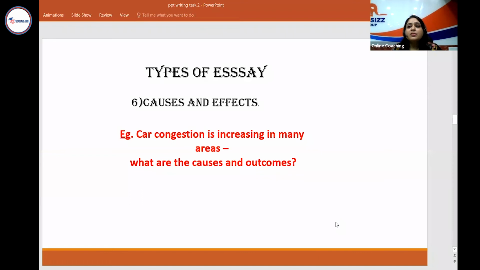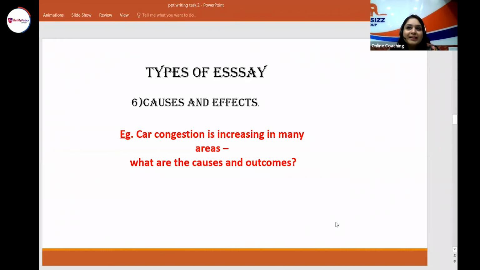Coming to the next type, causes and effects. Causes are why something occurs, and effects are the repercussions people are actually facing. For example, car congestion is increasing in many areas. Yes, of course, it is increasing. And what are the causes and outcomes, the effects? So we have to think like this: I am suffering from this problem, and what are the causes?